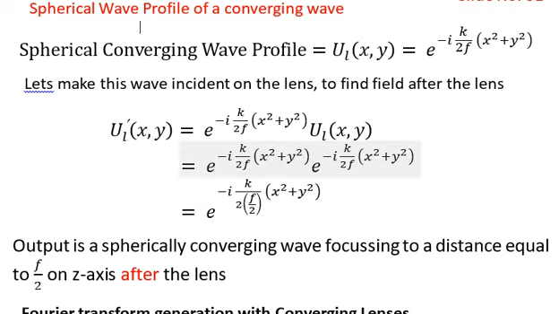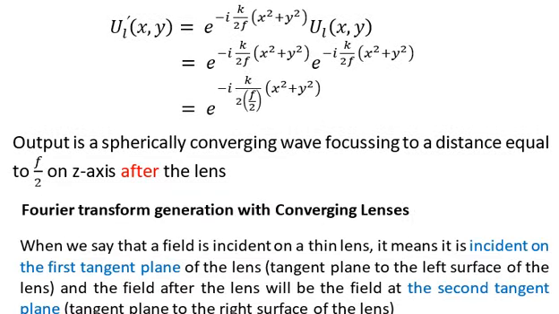Within the parentheses we have x square plus y square. So solving this one, we get at the end that the output field will be e to the power minus iota k over 2, and within the bracket we have f by 2 multiplied in the numerator by the parenthesis containing x square plus y square. So you see that here we have f by 2 rather than f, which means that the output is a spherically converging wave focusing to a distance equal to f by 2 on the z axis after the lens.